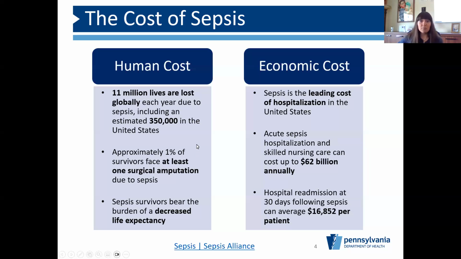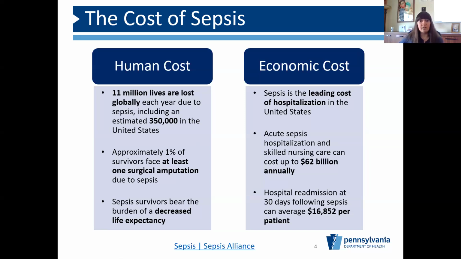So approximately 1% of survivors will face at least one surgical amputation due to sepsis. And we talked a little bit about those last week, how that decreased perfusion could really lead to that rapid tissue death. And that's what could result in those amputations. So with that in mind, about 1% of those survivors could have at least one or more surgical amputations. And unfortunately, sepsis survivors also bear the burden of a decreased life expectancy overall.